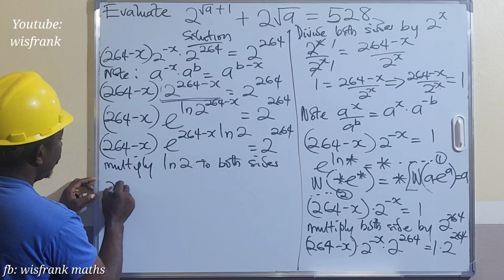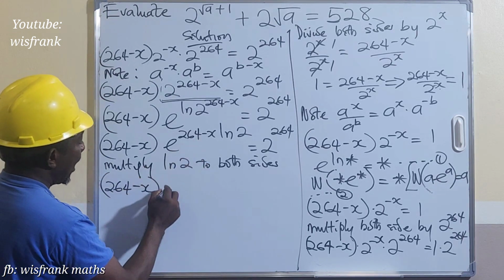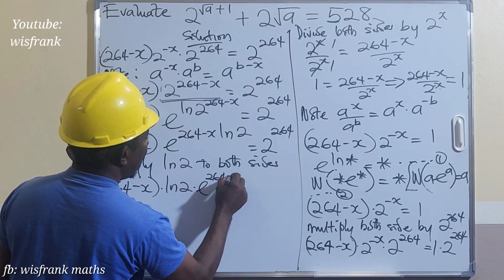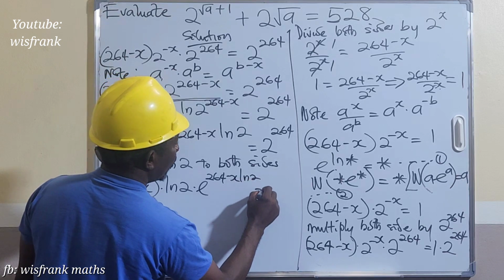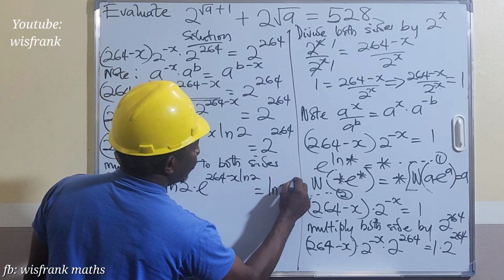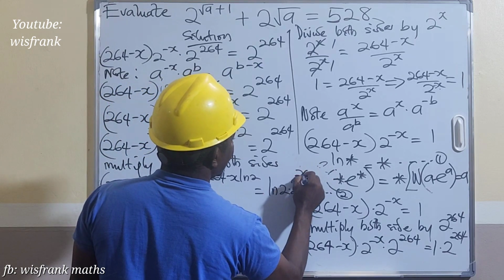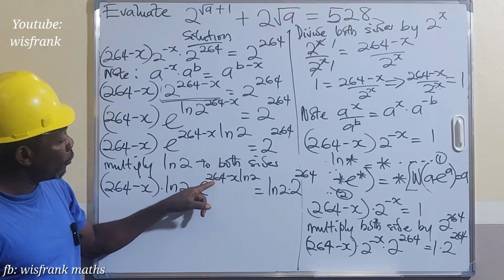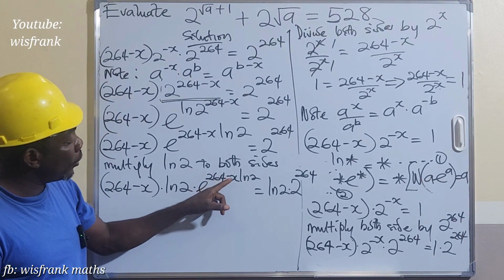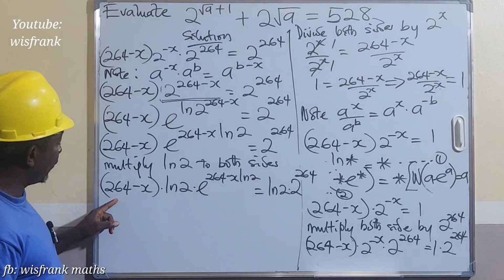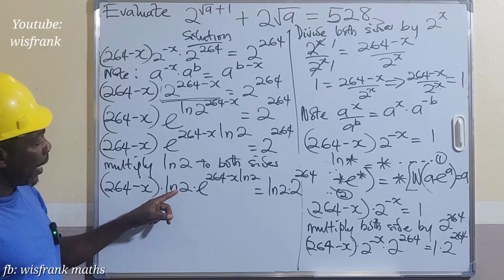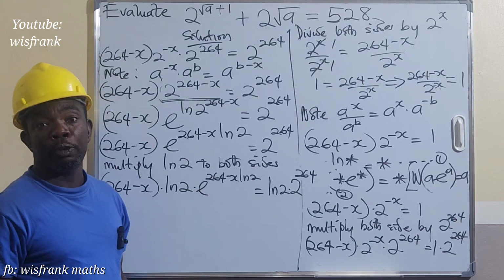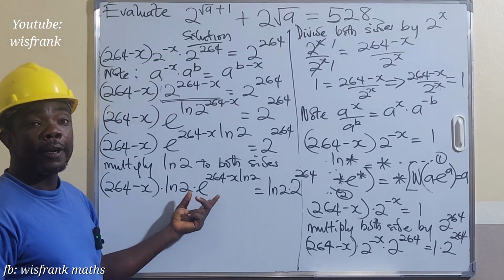So this will become (264 − x) ln 2 times e to the power of (264 − x) ln 2 equals ln 2 times 2 to the power of 264. So this is what we have now. Here you can see that on the power side we have (264 − x) ln 2, and also here we have (264 − x) times ln 2. We have the same thing now. So now we can apply the Lambert W function to both sides for us to find the value of x.